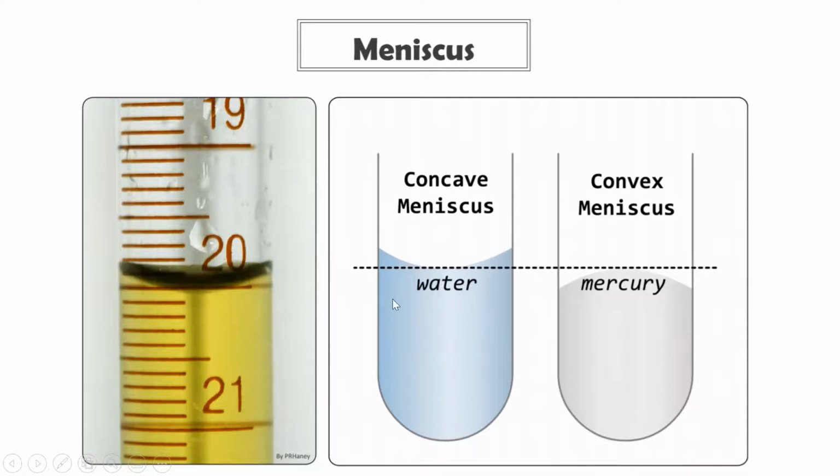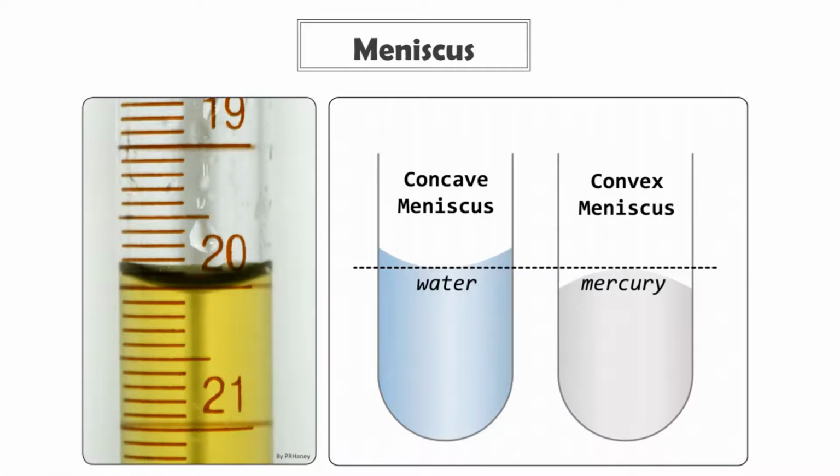Now, water apparently has a concave meniscus, where you would be measuring at the bottom of the concave water level, and mercury, because of its properties in reacting with the physical environment of its container, will have a convex meniscus, where you would record the measurement at the top of the level.